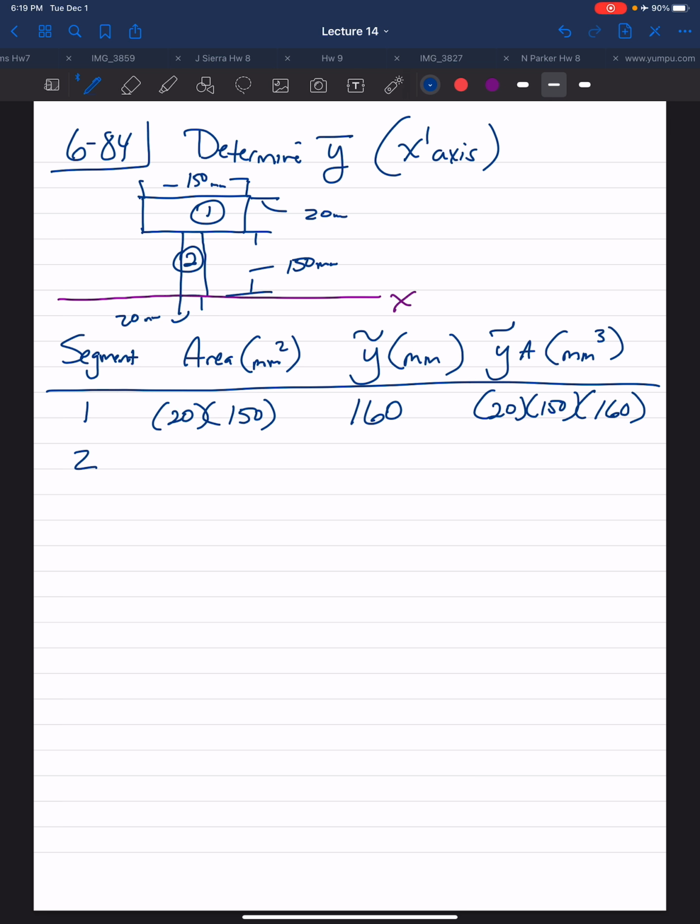For segment 2, the area is base times height, so that's 20 millimeters, height being 150 millimeters. The location of the centroid of segment 2 would be half of the total height because it's in the center. So it'd be 75 millimeters. Therefore, y wavy bar A will be 20 times 150 times 75.